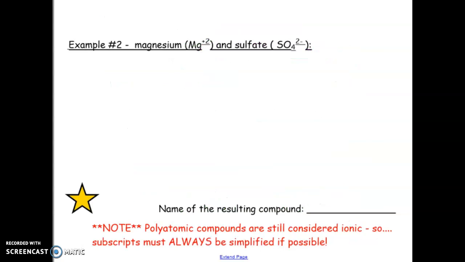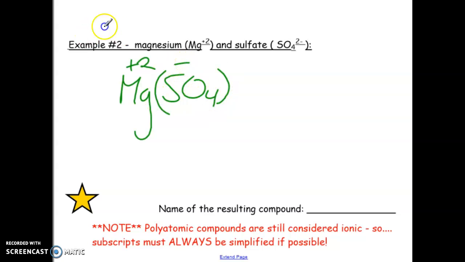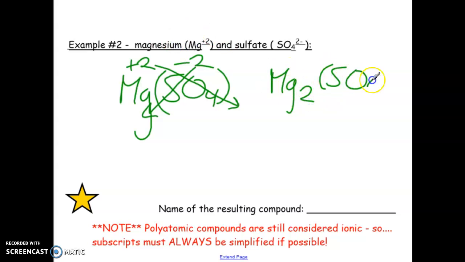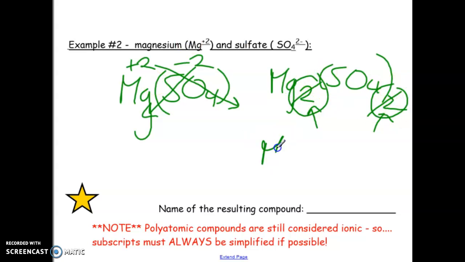Okay, we'll do another one. So here we have magnesium and sulfate. Magnesium is plus 2, SO4 is negative 2. So the 2 would crisscross down beside magnesium, and the 2 would crisscross on the outside of the SO4. So you have Mg2(SO4)2. But just like with any other ionic compound, we always want to reduce if possible. So because this is a 2 and a 2, we're going to do MgSO4, like a 1 and a 1.